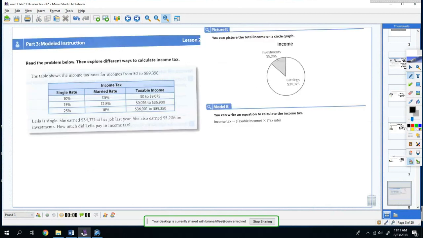All right, let's do income tax. The table below shows the income tax rate for incomes from 0 to $89,350. Lily is single. She earned $34,375 at her job last year. She also earned $5,206 on investments. So we need to figure out how much she should pay in tax. The first thing you can do is figure out her total income. So she made $34,375 plus an additional $5,206. When you add them up, she made $39,581.